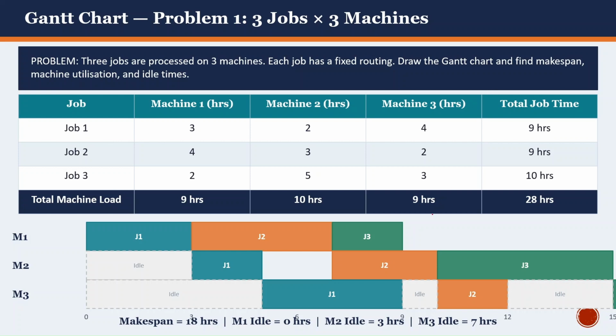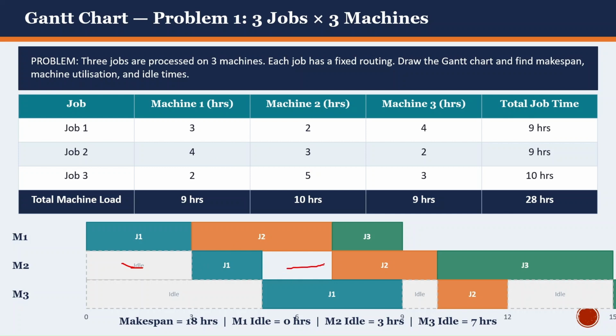So this is the time that is being utilized. For machine 1, we don't have any idle time because once job 1 is completed, job 2 will come, then job 3 will come. So that is 3, then we have 4, 2. Then on machine 2, for the first 3 hours it will remain idle, and after that we'll have job 1. Job 1 will require 2 hours.